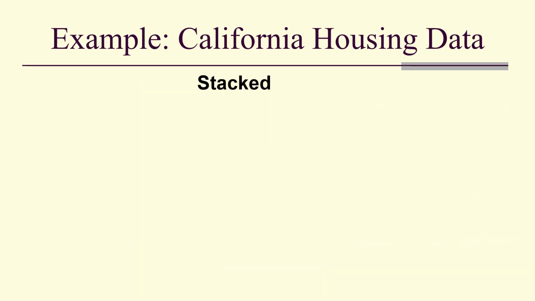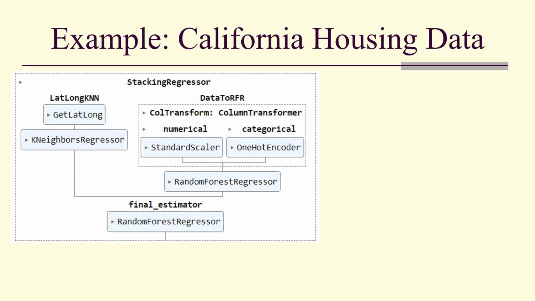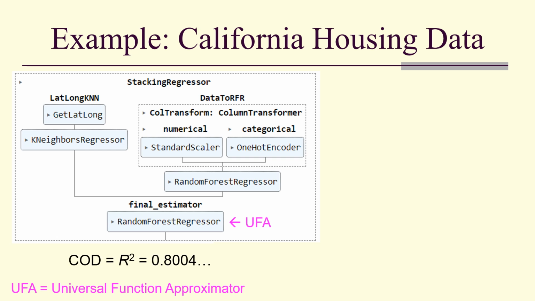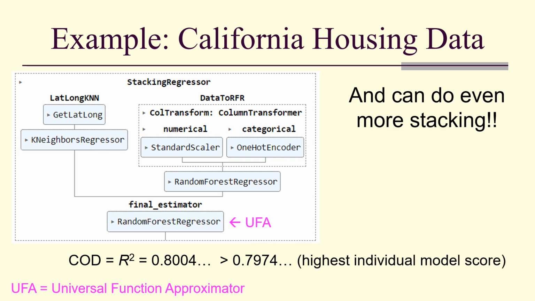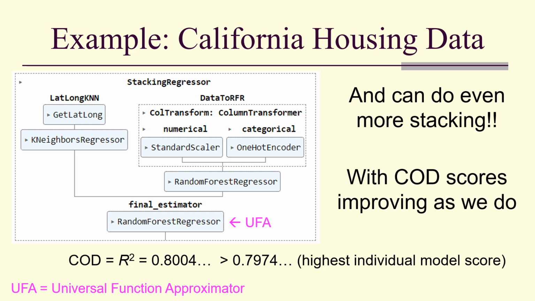So now that we have the two pipelines, we can stack them. As you see here, the two pipelines, our final estimator here is another random forest regressor. Our coefficient of determination, the R squared, is 0.8004. And that's bigger than the highest individual model score. And we can do even more stacking, with coefficient of determination scores improving as we do.